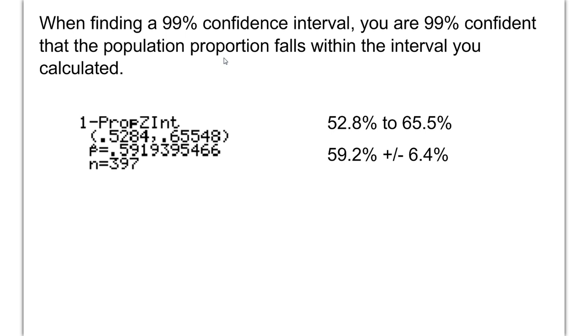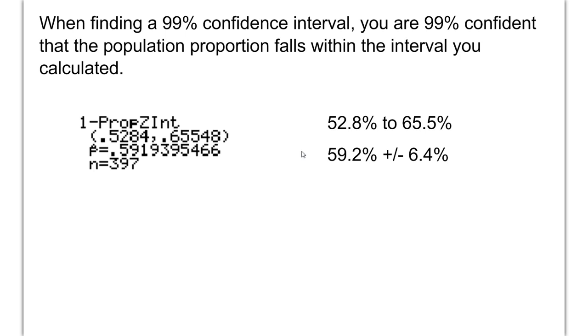We find a 99% confidence interval down here, and what that means is that we're 99% confident that the population proportion falls within the interval that we found. So in the case of the way the calculator reports it here in this interval notation, we would be 99% confident that the true population proportion, which we don't know, falls between 52.8% and 65.5%.